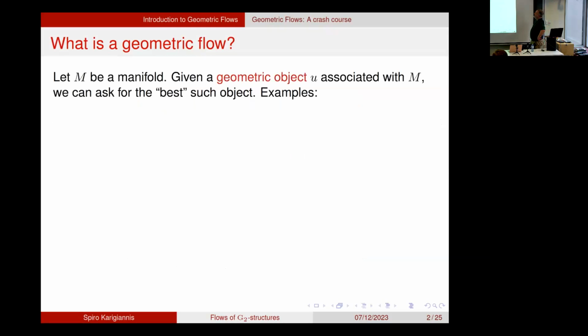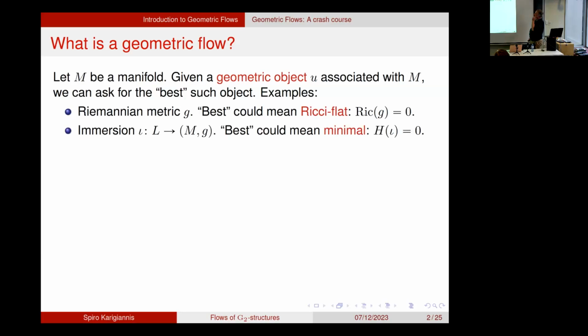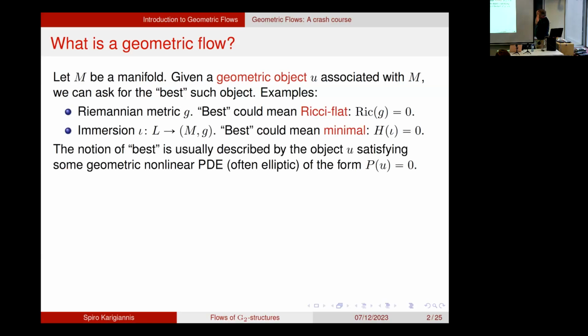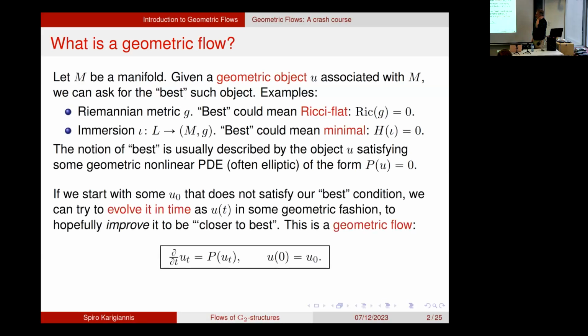What is a geometric flow? If we have a manifold M and some geometric object U associated with M, we can ask for the best, in quotation marks, such object. So for example, if we're looking at metrics, best could mean, depending on who you ask, Ricci flat. If you have an immersion into some existing Riemannian manifold, then best immersion could mean minimal. And the notion of best is usually described by this object satisfying some geometric nonlinear PDE, which is often elliptic. I'm just going to write it schematically of this form, P of U equals 0. So P is some nonlinear, usually elliptic differential operator.